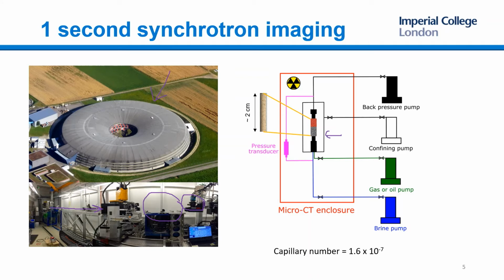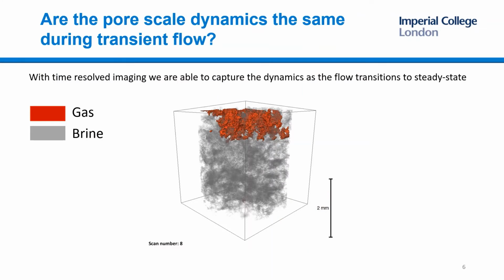The experiments I'm going to describe in this presentation today were all done in the capillary-dominated regime with a capillary number on the order of 10 to the minus 7. So with this time-resolved imaging, we are able to capture the dynamics as the flow transitions from transient to steady state. For this image, the flow is from top to bottom like this, and I will just play this video, and you can see that the gas in red propagates in these large bursts known as Haines jumps as it travels across the sample.